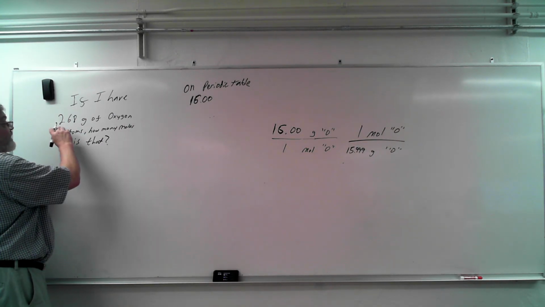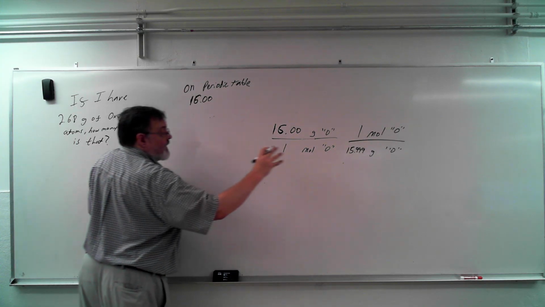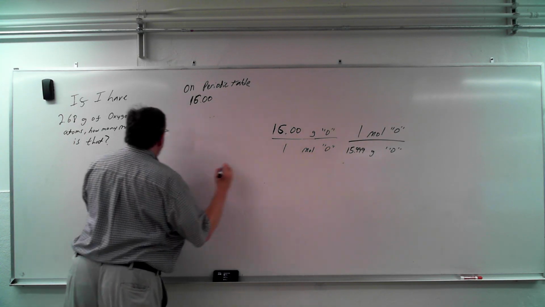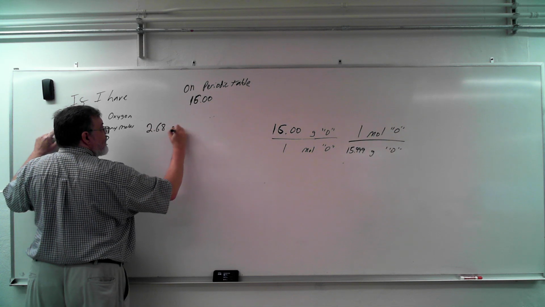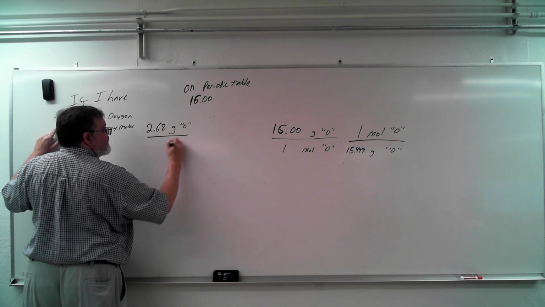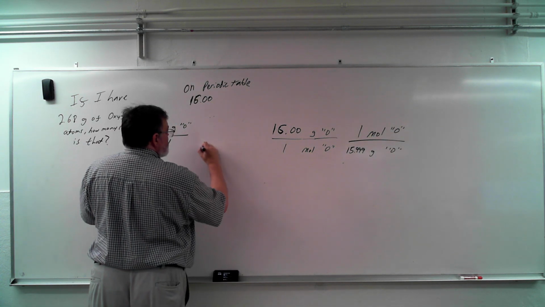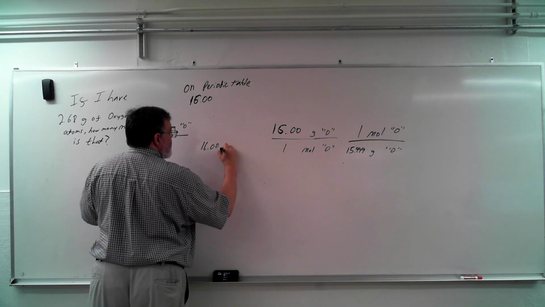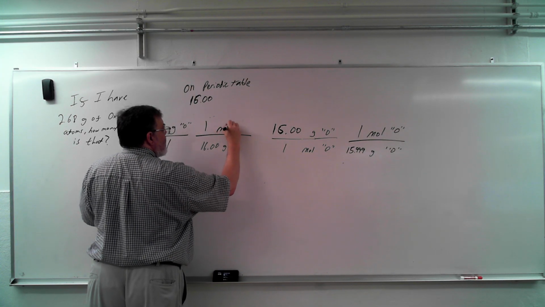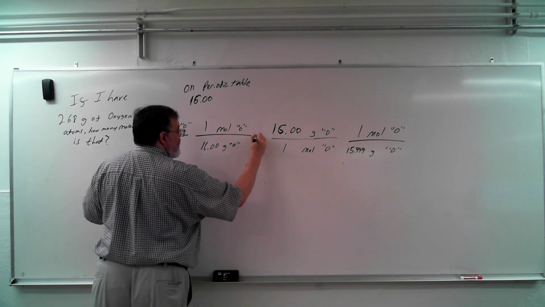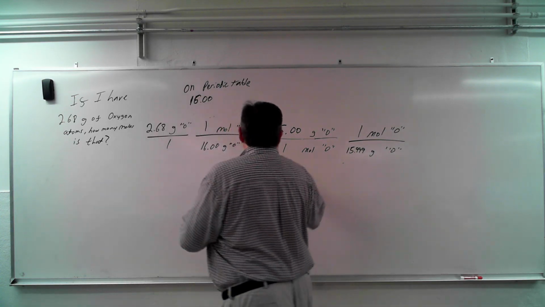All right, we're given grams, so we need the one that has grams on the bottom, so we're going to need that one. 2.68 grams of oxygen atoms. And then we're going to go 16.00 grams of oxygen atoms on the bottom. And that's how we solve it.